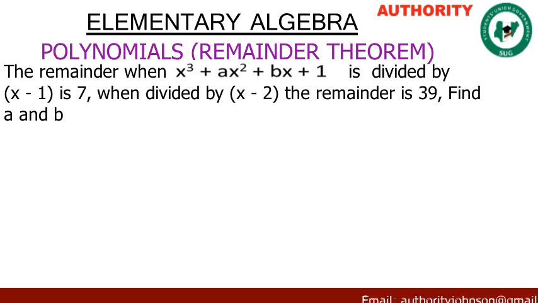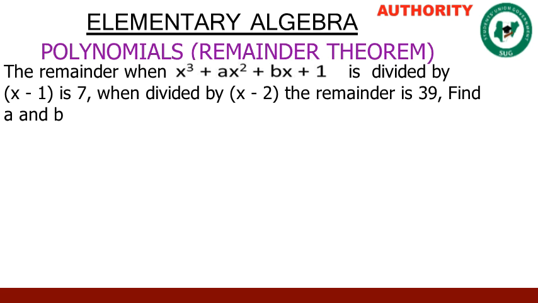We are asked to find the value of a and b when x cubed plus ax squared plus bx plus 1 is divided by x minus 1. It leaves a remainder 7. Then when it is divided by x minus 2, the remainder will be what? 39. Now let's go. We're going to pick our factors and then equate them to 0.